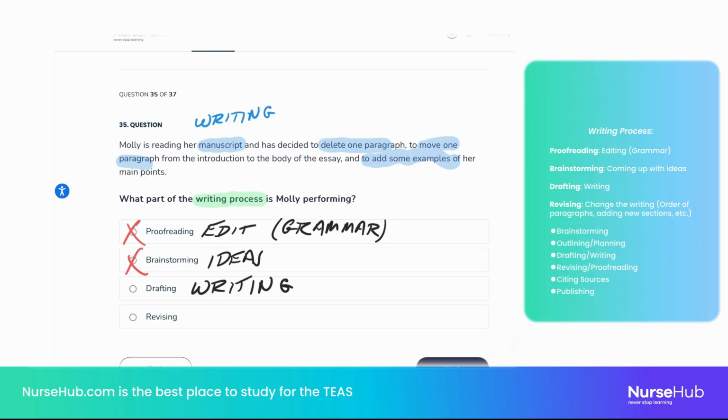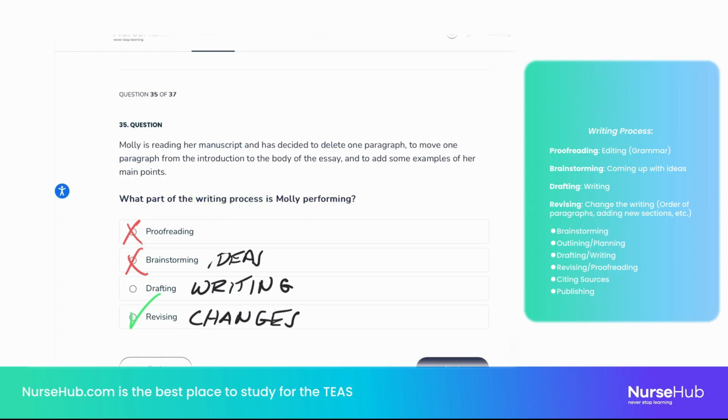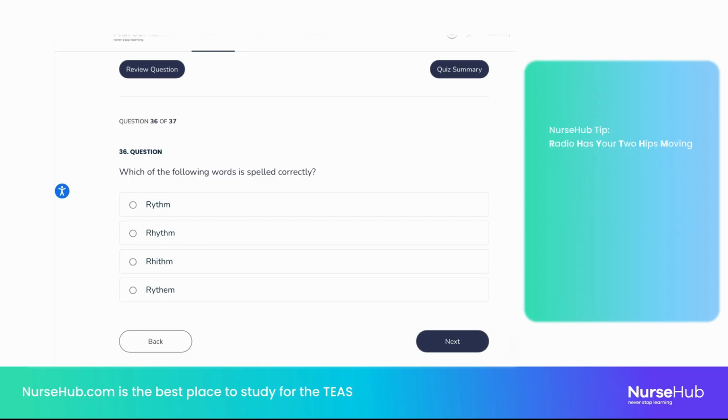Now, finally, revising. That is making changes from one draft to another. It does sound like she's making way more changes than simply writing, right? Because remember, she's deleting a paragraph, she's moving a paragraph. So that is our correct answer. Sometimes just talking it through, trying to visualize what Molly's doing, maybe you remember doing that yourself recently, like, all right, what step was I on? But this one for Molly is the revising process.